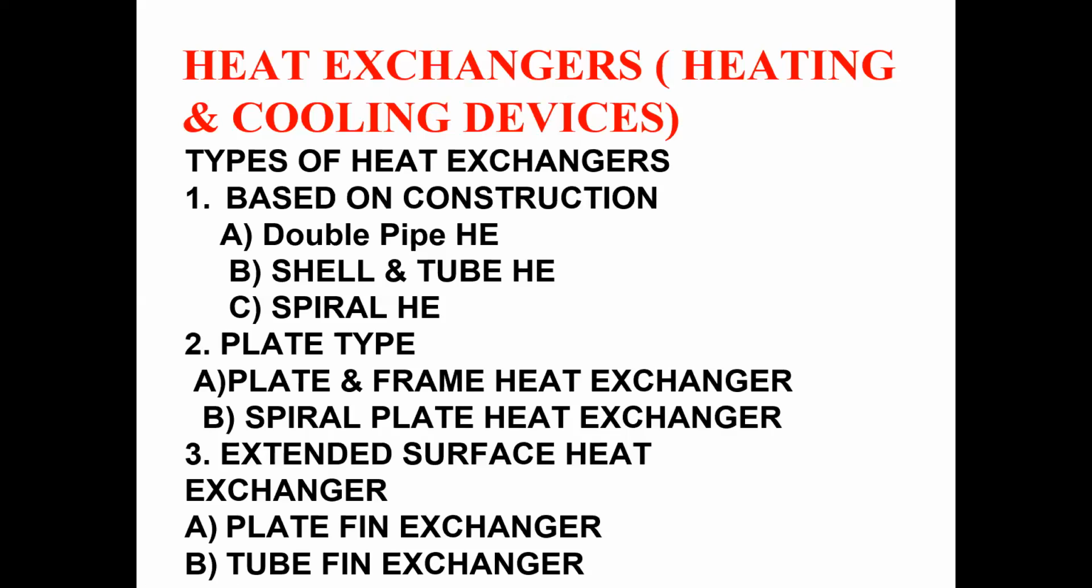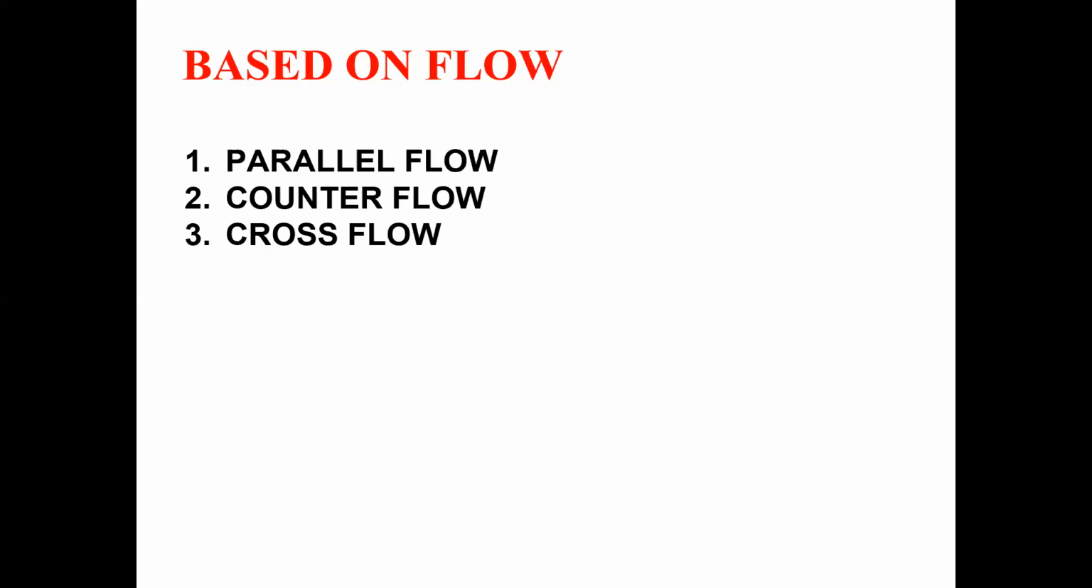The third type is extended surfaces heat exchanger, which is the plate fin exchanger, and the second one is the tube fin exchanger. Again, it has another type which is the pin heat exchanger. When the extended surface is in the form of round bars, we refer to this heat exchanger as a pin heat exchanger. On the basis of the flow, we again classify the heat exchanger into three types.